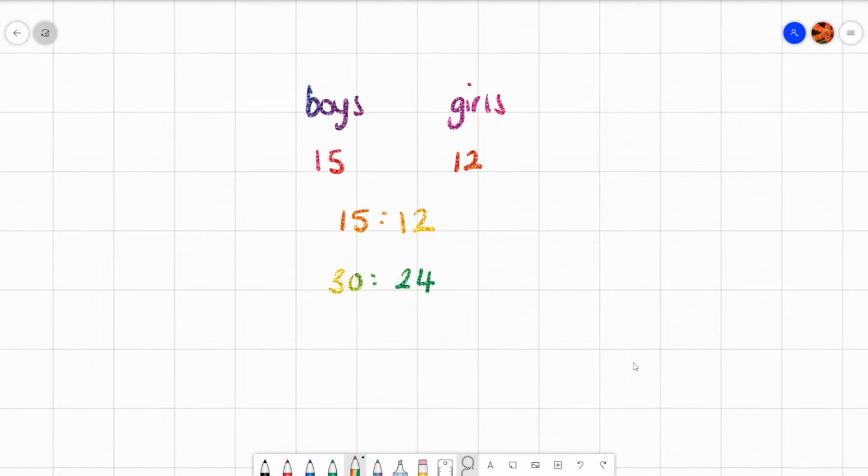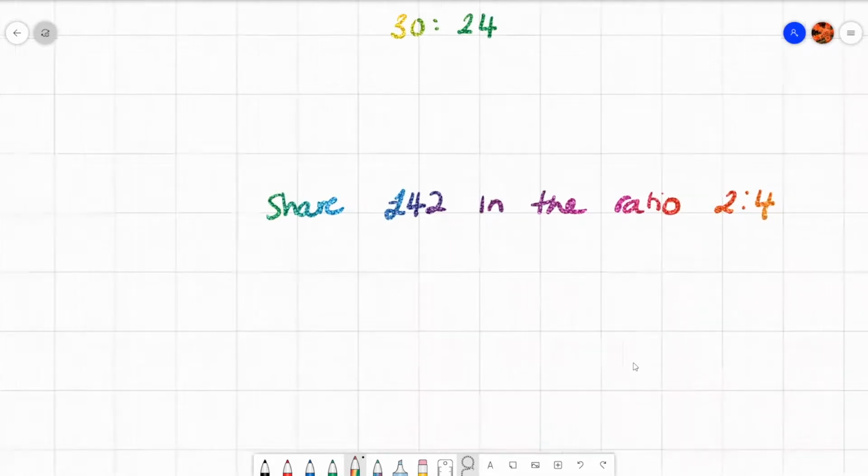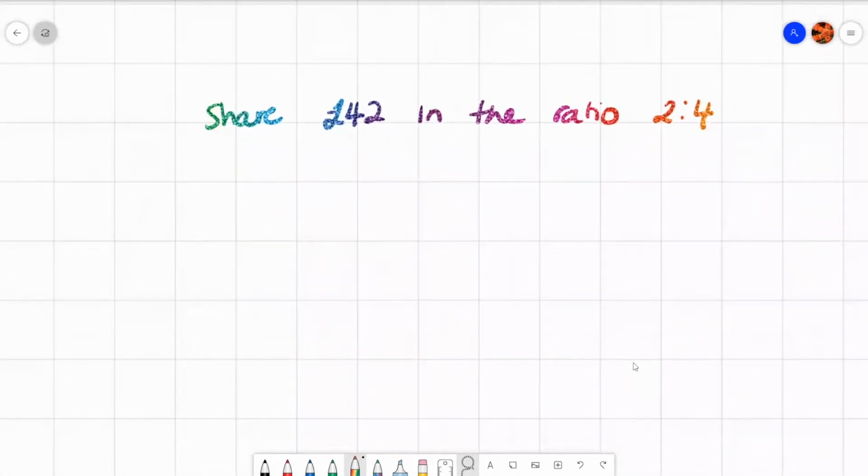Okay, so, well, what kind of questions may you expect to answer when looking at ratios? So this will be one of the type of questions that you will be asked to answer. So for example, share £42 in the ratio 2 to 4. Okay, so this means you've got £42 and you are sharing in the ratio 2 to 4. So that means that somebody's getting 2 parts and the other person is getting 4 parts. And that's what it means, sharing in the ratio 2 to 4.